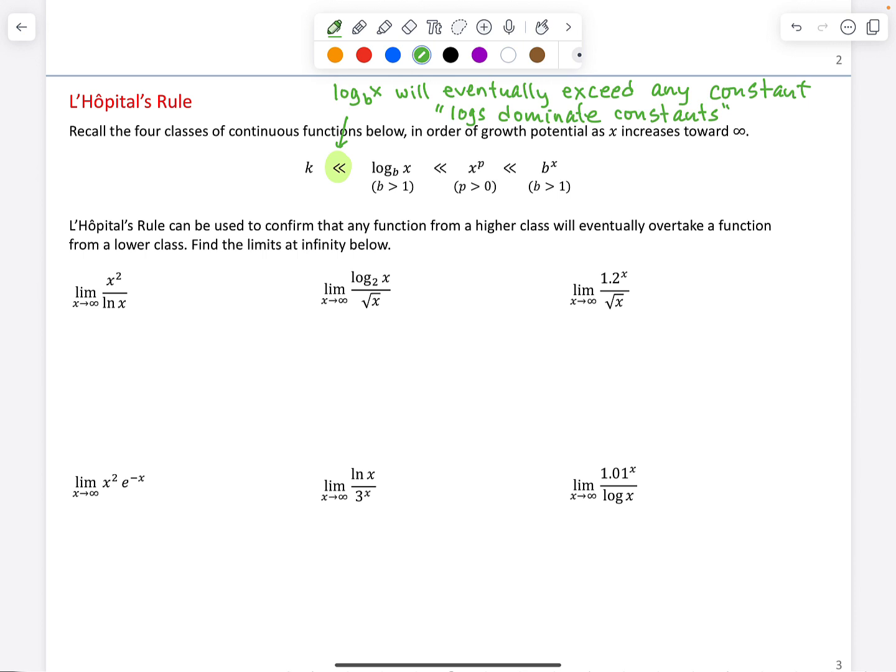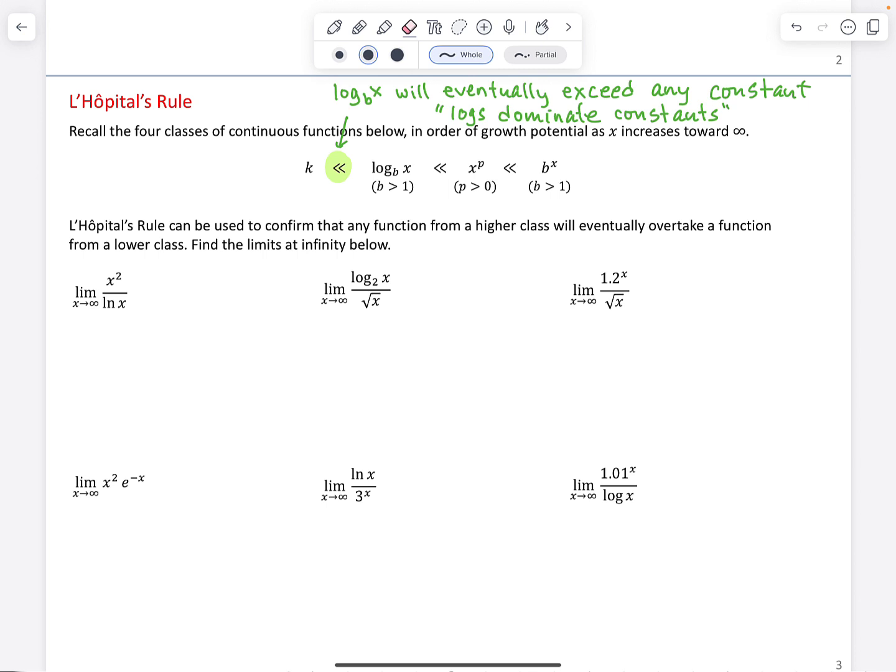Now, any power of x, as long as that power is positive, will eventually overtake or dominate any growing logarithm. And any growing exponential, as long as the base is more than 1, will eventually overtake and dominate any power of x. We discussed these 4 classes of functions earlier in the course.